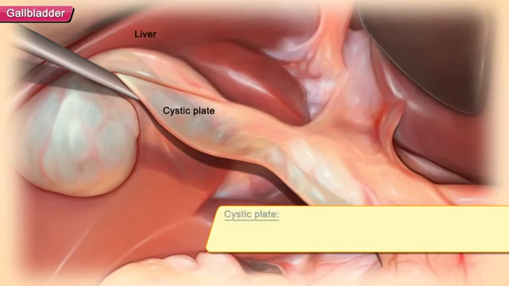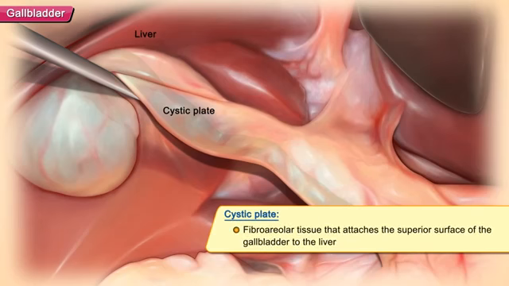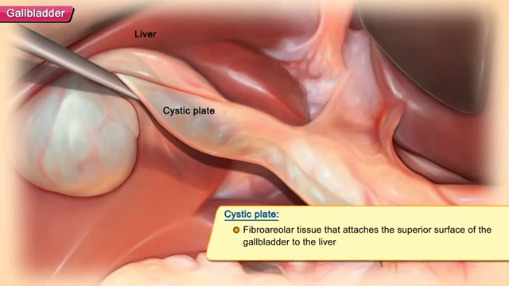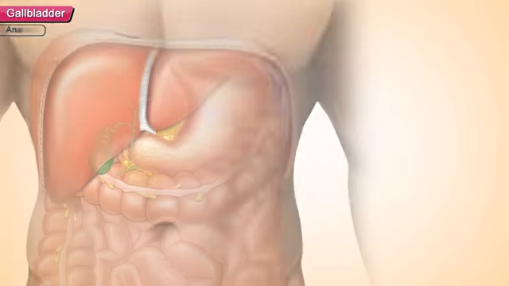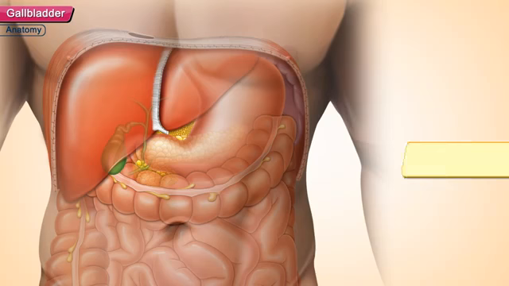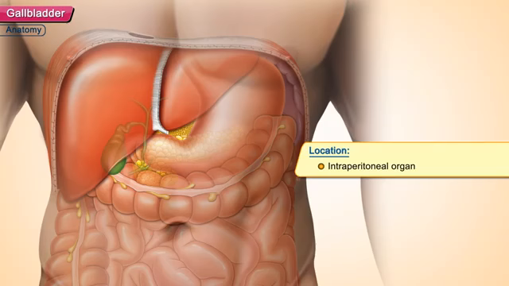The cystic plate is a fibroareolar tissue that attaches the superior surface of the gallbladder to the liver. It is attached to the liver by loose connective tissue and to the duodenum by the cholecystoduodenal ligament. Anatomy. Location. The gallbladder is an intraperitoneal organ.